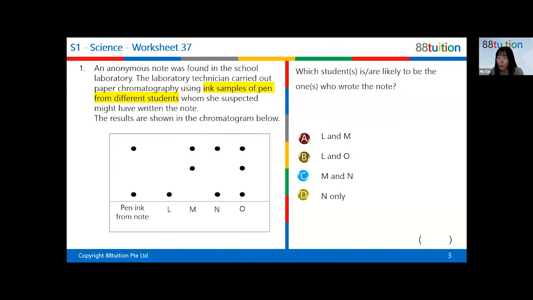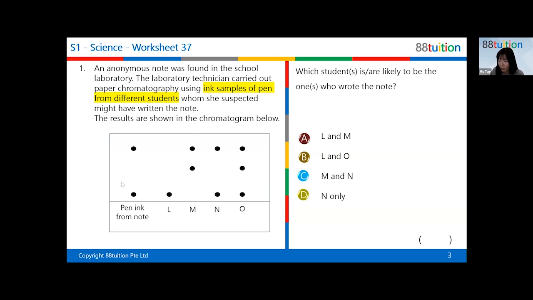Okay, so now there is this anonymous note that is being found in the science lab. So the lab tech, right? Every school has got this lab tech. So the lab tech carries out paper chromatography using the ink sample of pens from different students who she thought could be the culprit. Okay, so these are the suspects. So she wants to find out who is the one who wrote the love note to her or something, or a hate note or a death note, whatsoever.